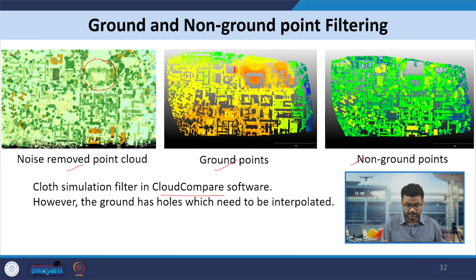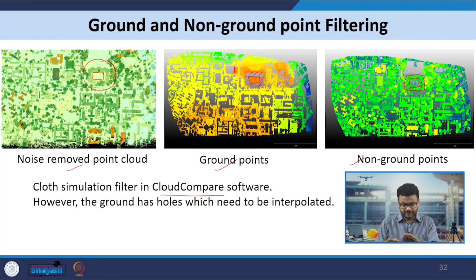Let's look at this building over here. The ground points show the park which is inside the courtyard of that building, and the building itself is not shown here. It is shown as an empty space. That building is identified in the non-ground points as shown here. Similarly, you can pause and look at other features which are present in the noise removed point cloud, then the ground points and the non-ground points.